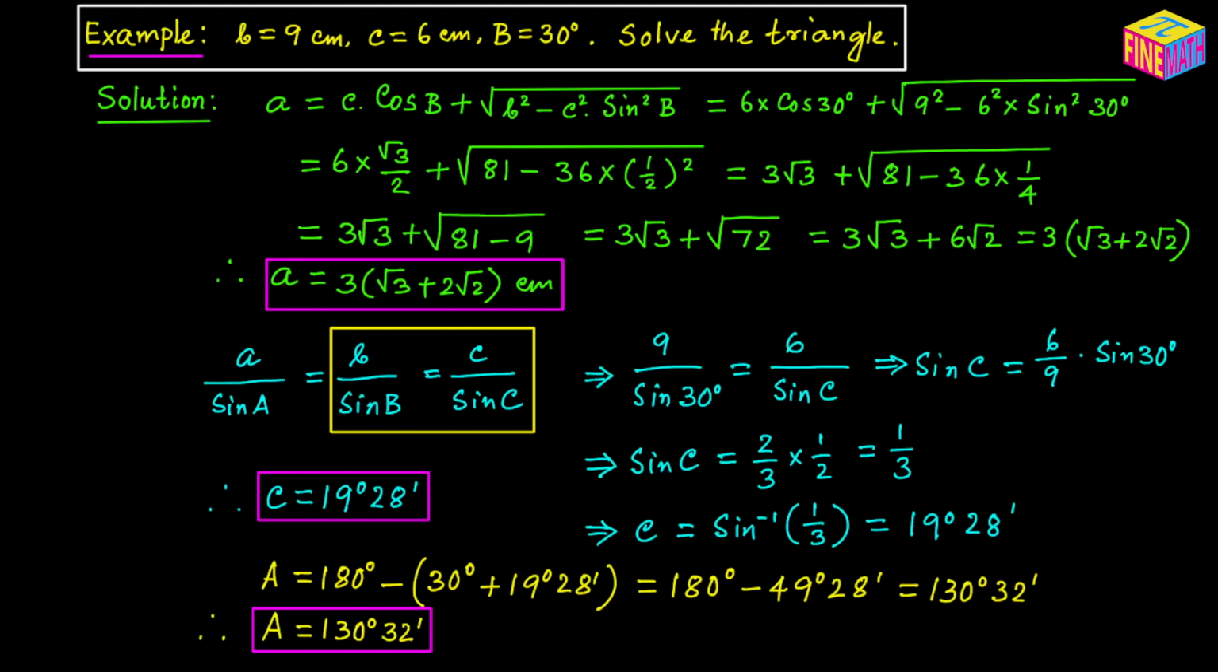So for this particular example, we are supposed to find the three other attributes, which are the side length a. We have been able to calculate the value of side length a, and that turned out to be 3 times square root of 3 plus 2 times square root of 2 centimeters. And also we are supposed to find out the angle A and angle C. Here we see that angle A is coming out to be 130 degrees and 32 minutes, and angle C turns out to be 19 degrees and 28 minutes. So we have been able to find out the three other attributes of this triangle for this example.